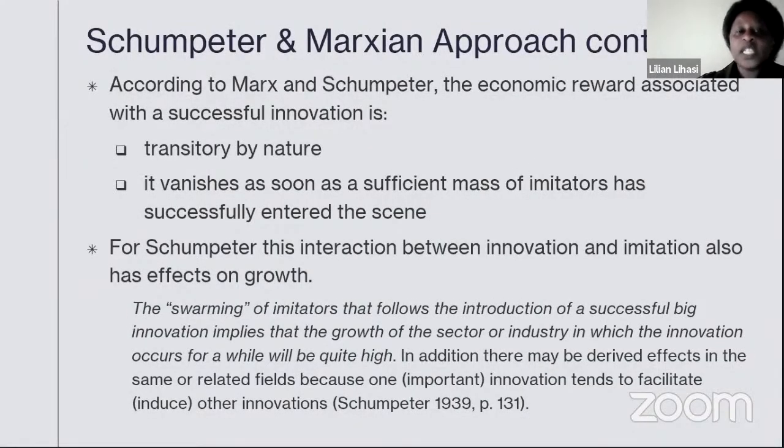And we find that according to Marx and Schumpeter, the economic reward was successful innovation, which is transitory by nature. So innovation is not stagnant. There is the transition. We are transiting from one idea to the other, from new products to the other. And as earlier indicated, when these products are used, they bring in new products that are different in form to what has been.